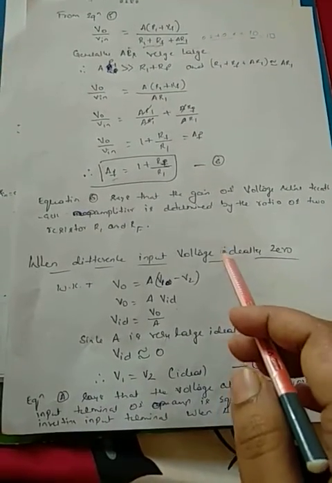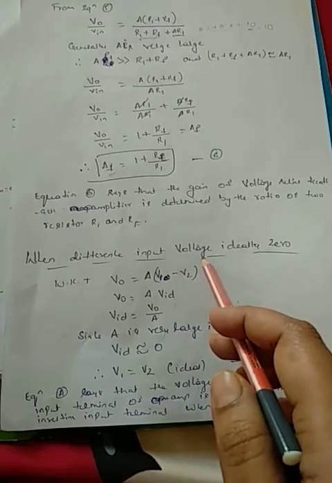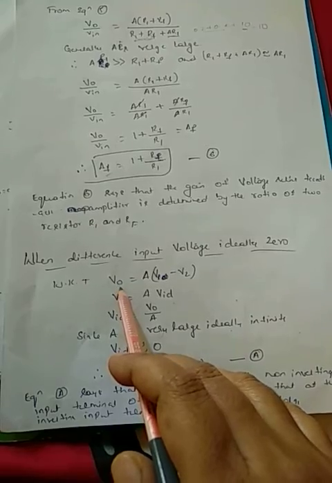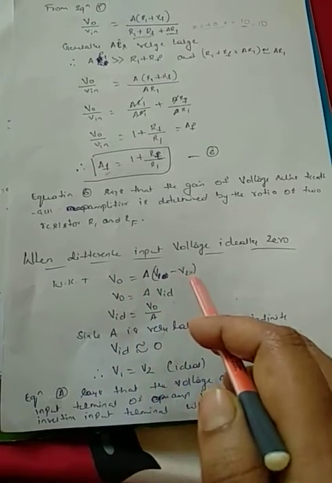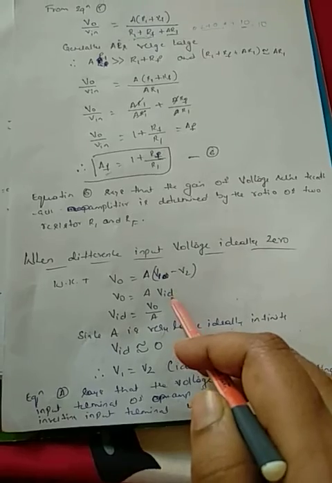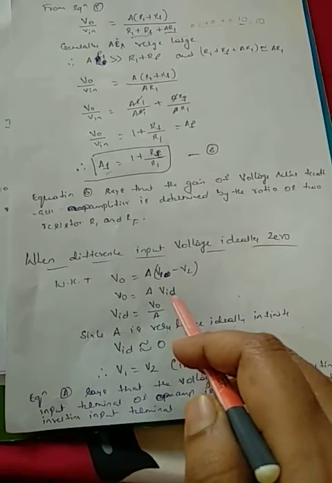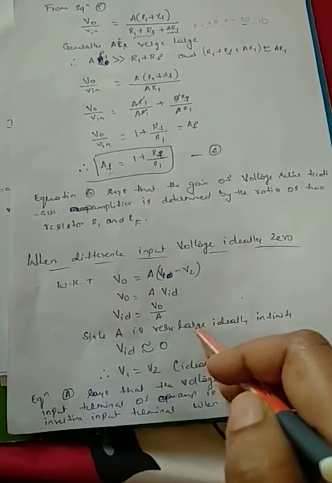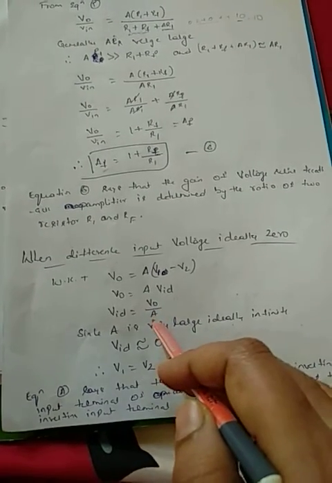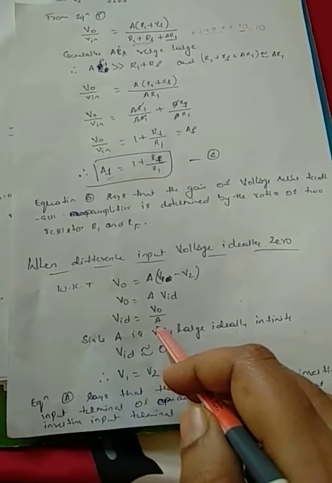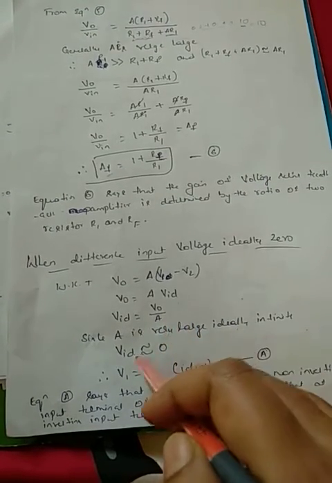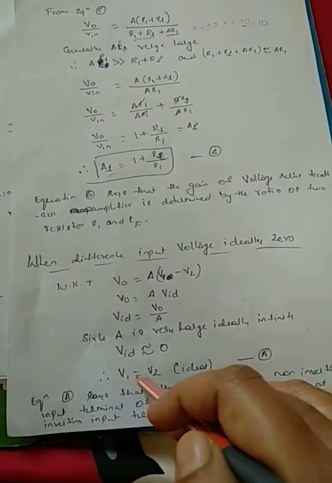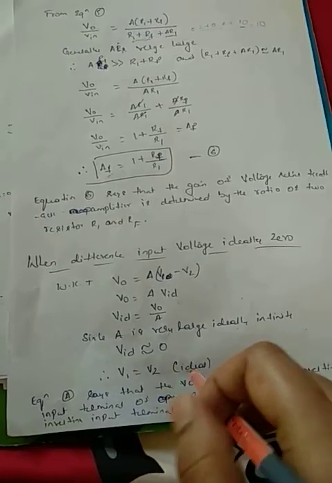The same gain can also be determined using the fact that the difference input voltage is ideally 0. We know that the open loop voltage gain is V0 is equal to A into V1 minus V2, where V1 minus V2 is the input difference voltage. That is VID is equal to V0 divided by A. A is very large, ideally infinite, as we know that the open loop gain of an op amp is infinite. So 1 by infinity is always 0, therefore VID is equal to 0. If the difference between these two signals is 0, we can say V1 is equal to V2 ideally. So this is for the ideal case.